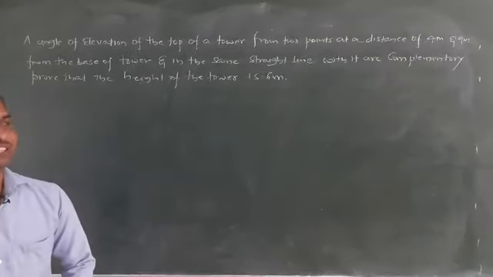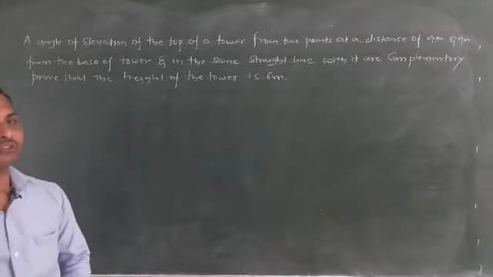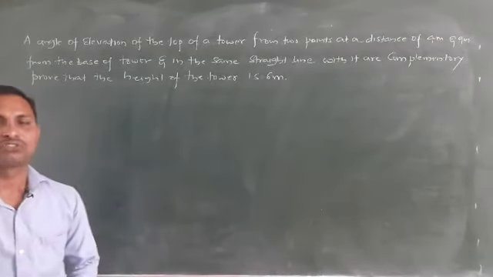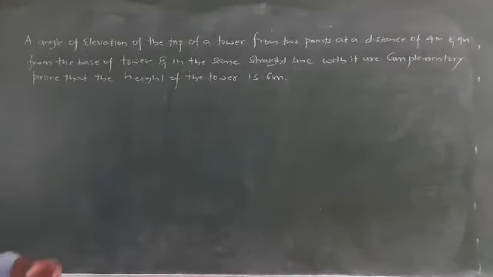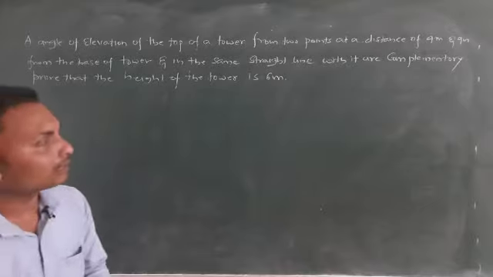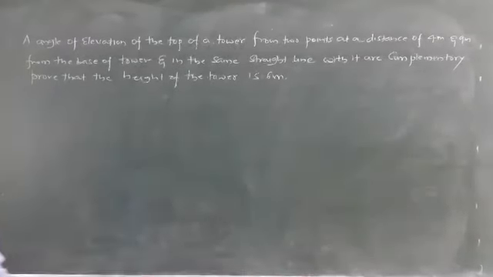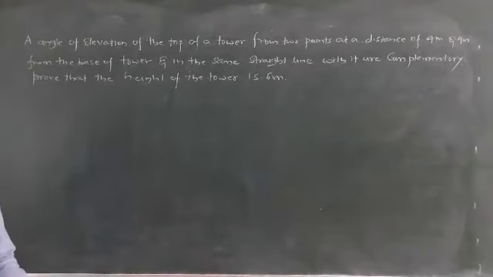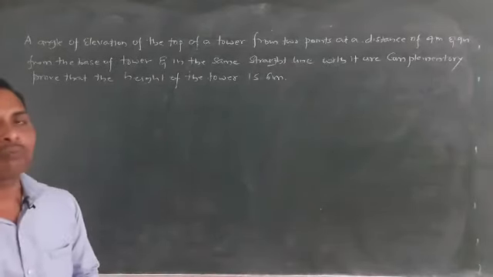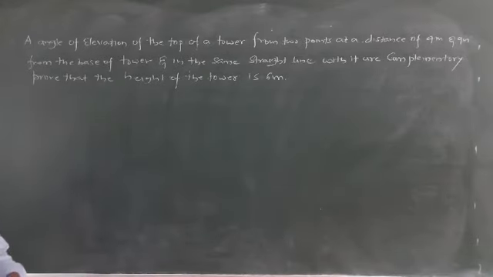Today I would like to discuss with you some more questions related to applications of trigonometry. So here we have one question. Let me read this question. The angle of elevation of the top of a tower from 2 points at a distance of 4 meter and 9 meter from the base of the tower and in the same straight line with it are complementary. Prove that the height of the tower is 6 meter.